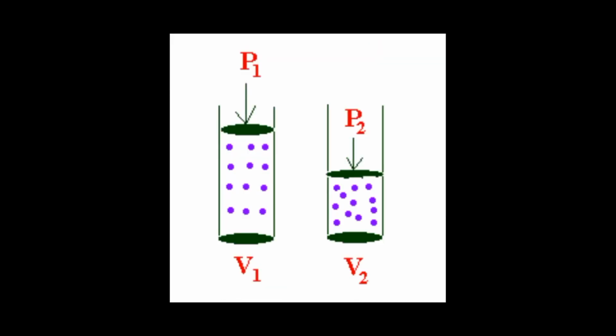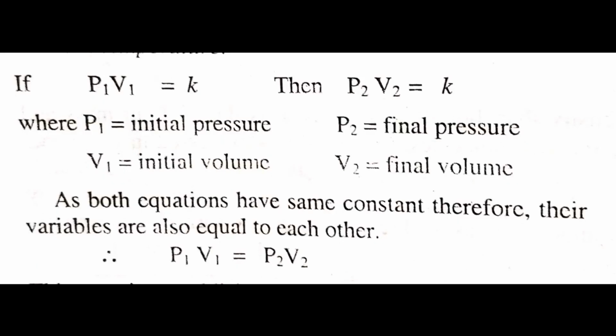In this picture, students, you can see that on the left side the container has gas, its volume is V1 and pressure is P1. On the right side the container has the same gas, but now its pressure is increased from P1 to P2, and hence its volume is also changed from V1 to V2. This condition can also be represented mathematically as follows. For the first container, Boyle's law can be written as P1V1 = K, and for the second container it can be written as P2V2 = K, where P1 is initial pressure, P2 is final pressure, V1 is initial volume and V2 is final volume.